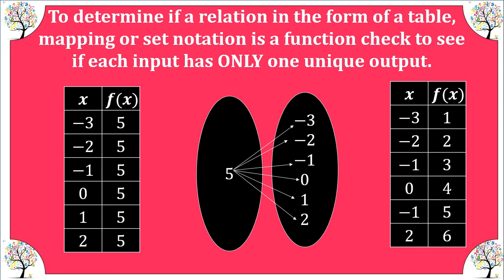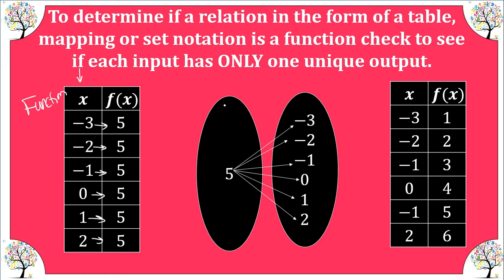Now let's take a look at tables and mappings. So remember, the whole idea is to see if each input value has only one output. So when I'm given a table, I'm looking at just the x's. None of these x's repeat, so they will only give off one output. And it's okay that they all have the same output. That's totally fine. But if your x's, since they do not repeat, I don't have another -3 going to 7. I don't have that in this situation. So this is a function.